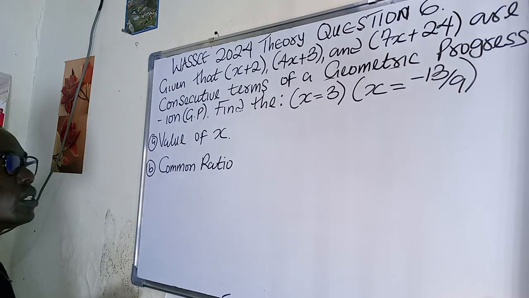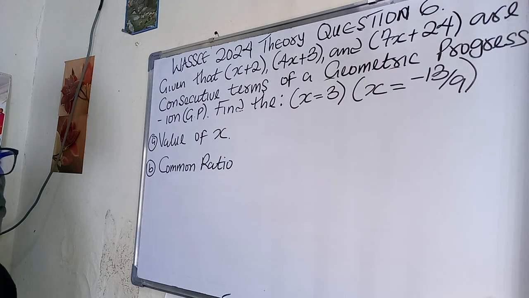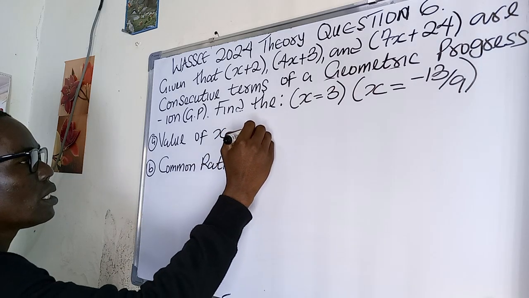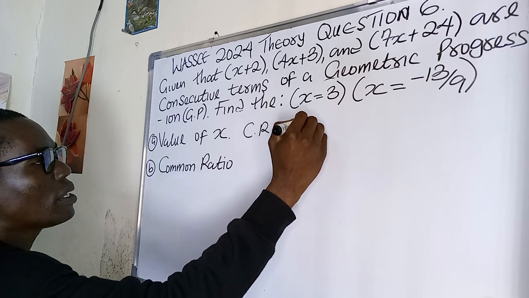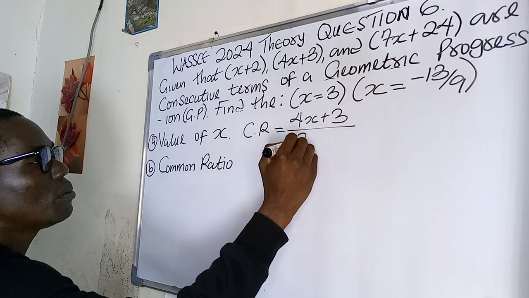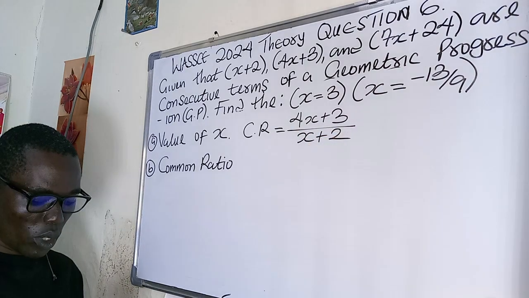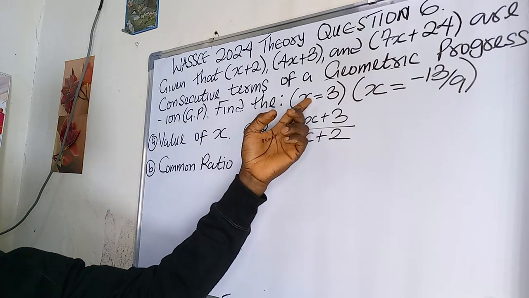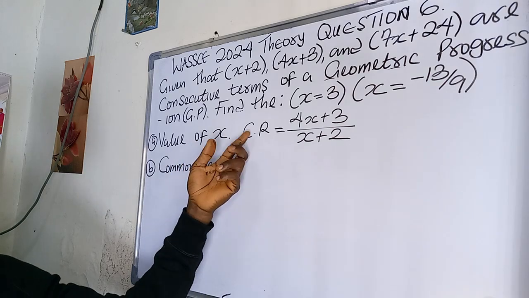The B question says we should find the common ratio. Now how do we find the common ratio? Remember that earlier on we said the common ratio is equal to 4x plus 3, the second term, divided by the first term, x plus 2. So if that gives us the common ratio, then if we insert the value of x equal to 3 here, we should be able to have the common ratio CR.